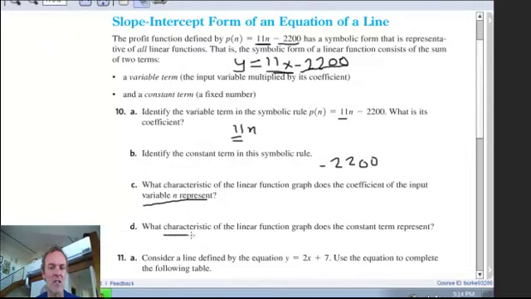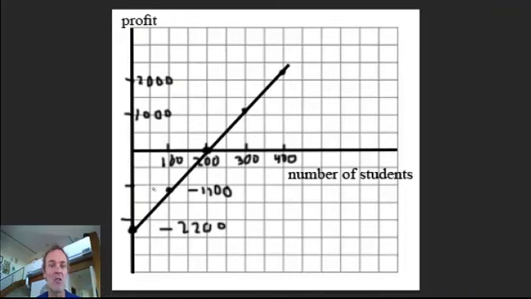Now the characteristic of the linear function for the constant term, minus 2200, is the y-intercept. Look, this is where it crosses or touches the y-axis. That y-intercept is the loss. If you have no students, you lose $2,200.